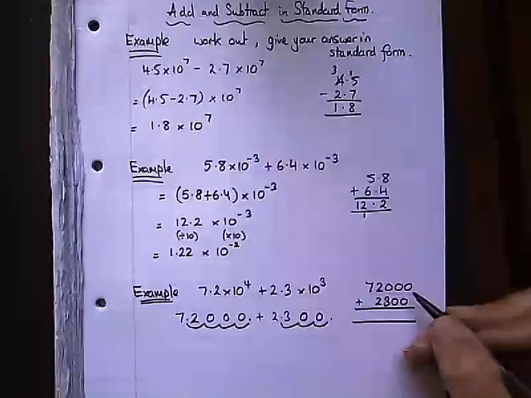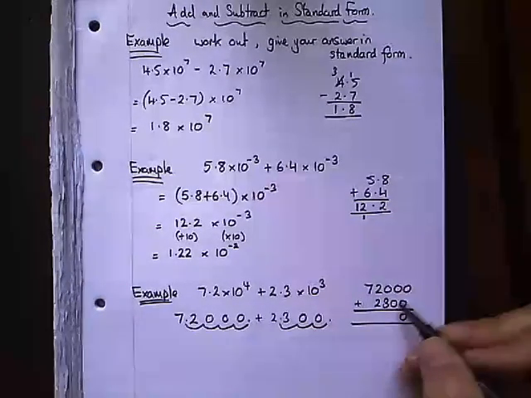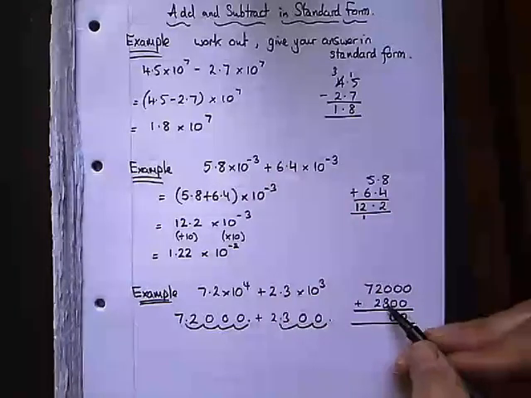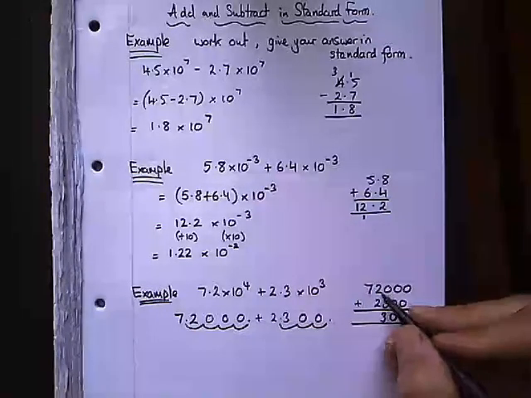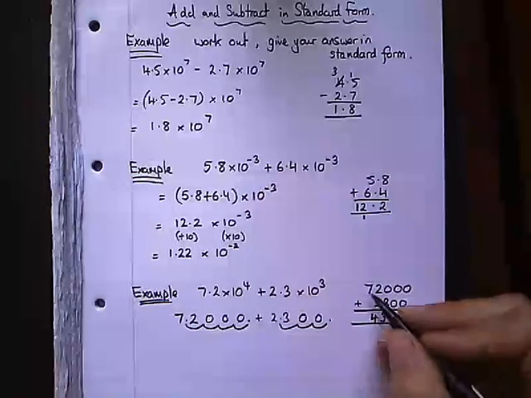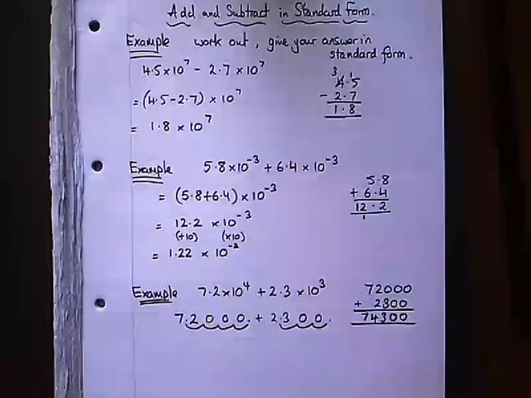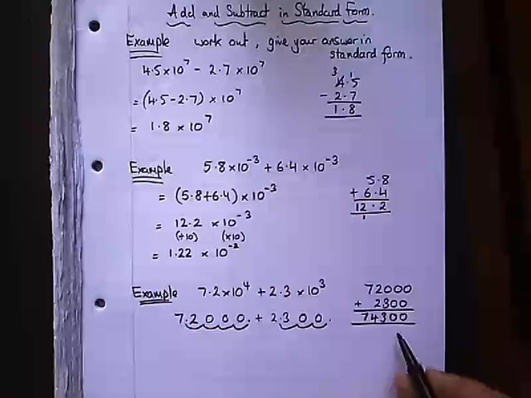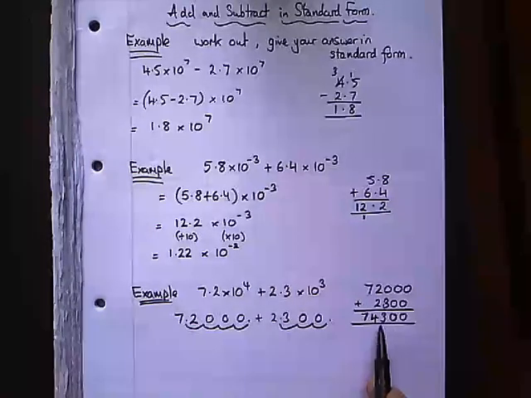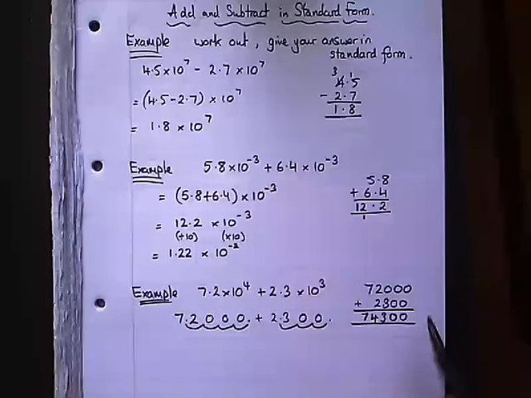Right, 0 and 0 is 0. 0 and 0 is 0. 0 plus 3 is 3. 2 plus 2 is 4. 7, and there's nothing there, so that's a 7. So 74,300. Right, the only problem now is I need to convert it back to standard form. If they want to leave it as a normal number, then you leave it as 74,300.